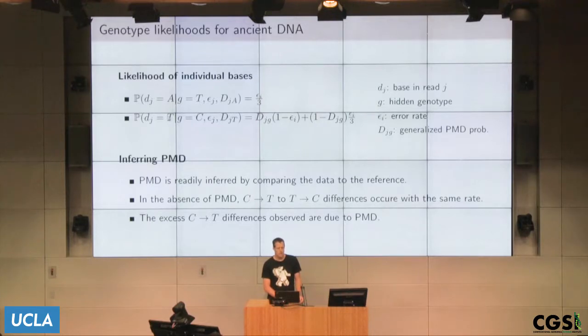If now in the same setting we have a genotype of either haploid C or homozygous CC, and we ask what's the probability of observing a T, then we realize that there are 2 ways by which we can observe a T if we actually should have read a C.